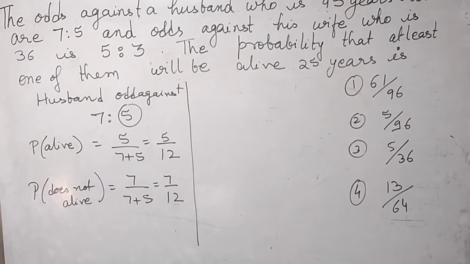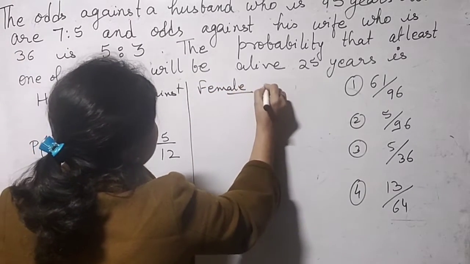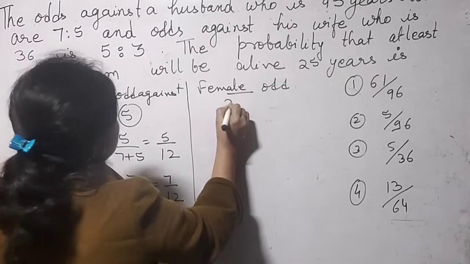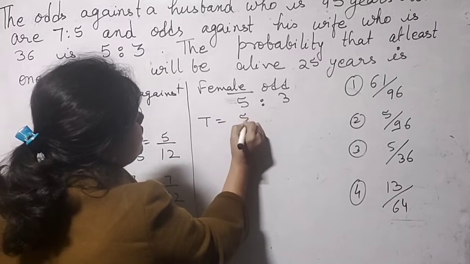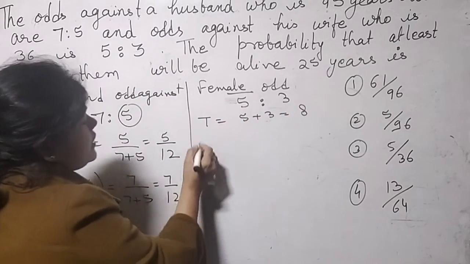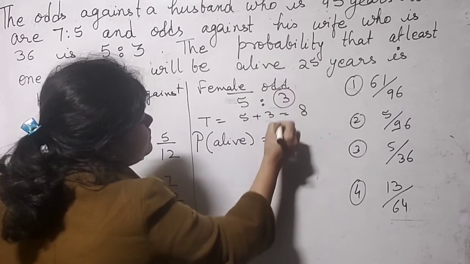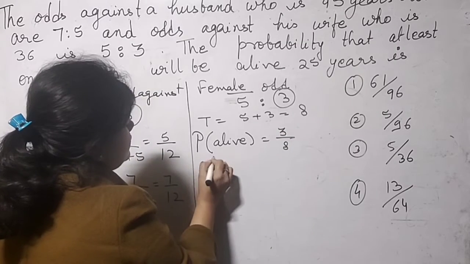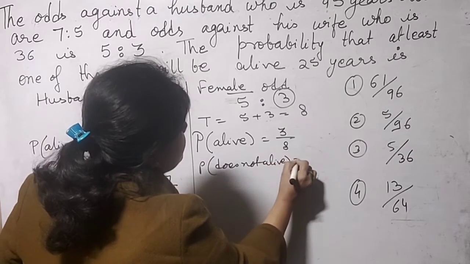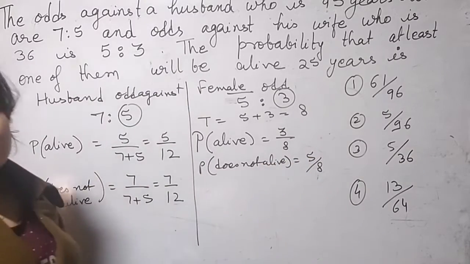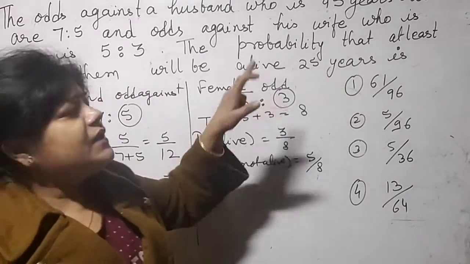Now similarly, we will find for the female, that means for the wife, and the odds against in this case is given as 5 is to 3. Then the total is 5 plus 3, which is equal to 8. Now the probability that she is alive is 3 over 8, and that she is not alive is 5 by 8.